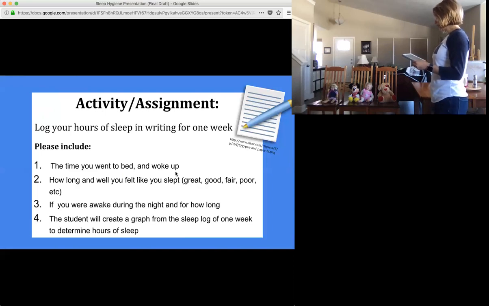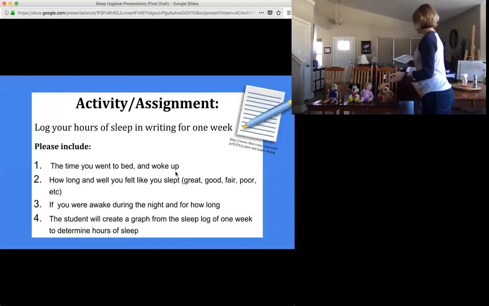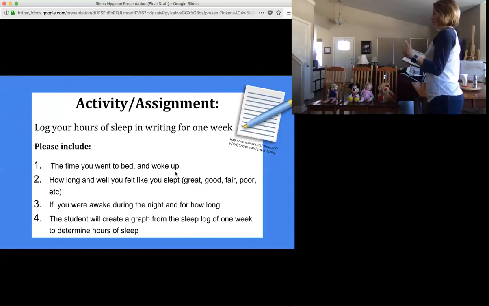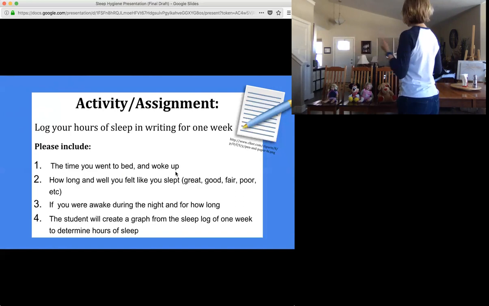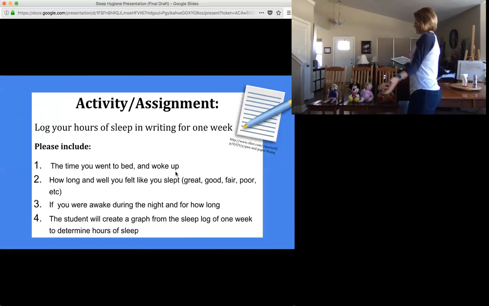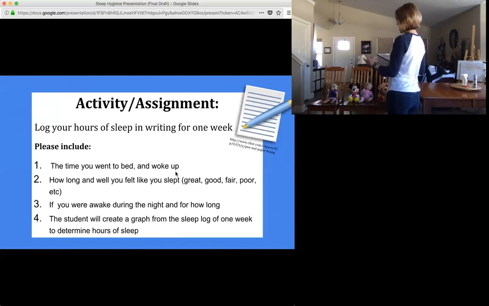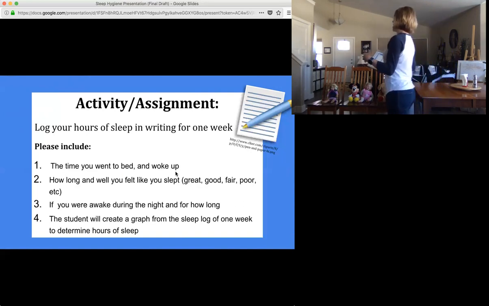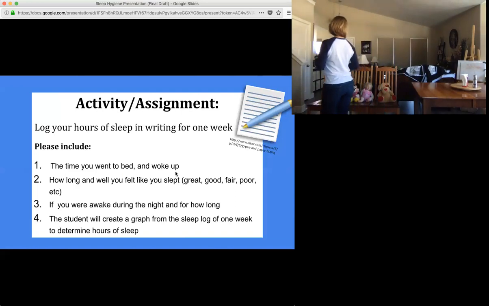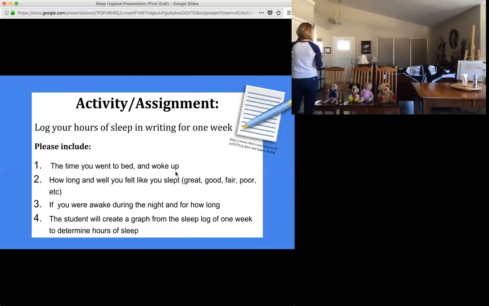As you can see here, I would like for you to log your sleep for a week, which means I need you to get a piece of paper and keep it by your bed, or somewhere where you're going to remember to fill this in. And the log needs to include what time you went to bed, so 10 o'clock, what time you woke up, say 7 a.m., and then I want you to notice how long you slept, maybe 8 hours, 10 hours, and how you felt when you woke up. Like, how do you feel your sleep was? Is it a good sleep? Is it restorative?